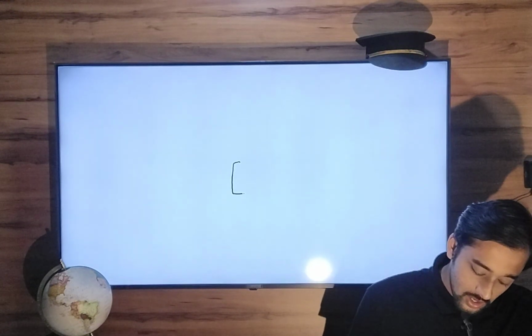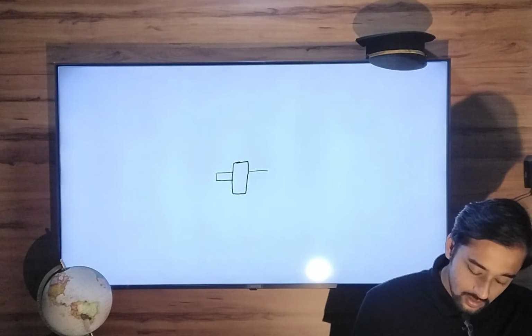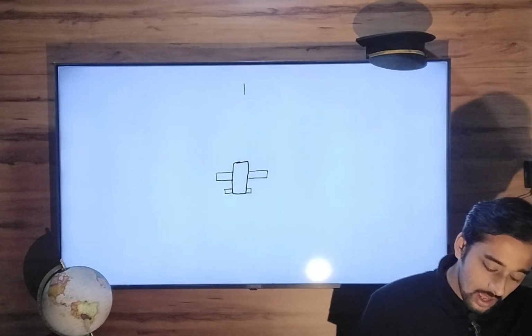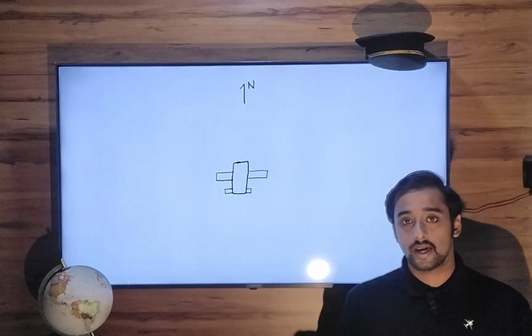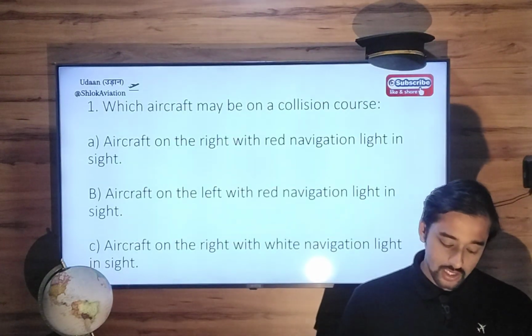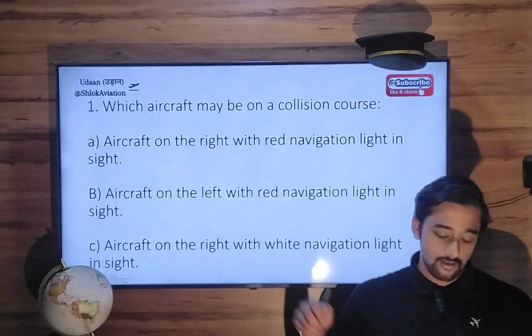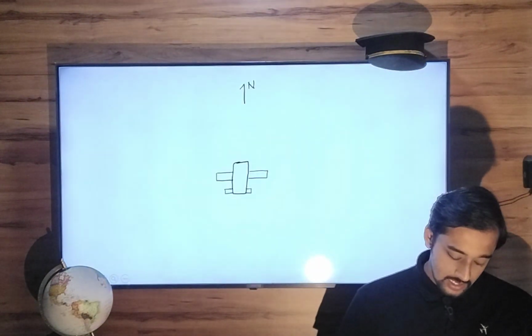So this is your aeroplane. It is flying straight ahead towards the North Pole. Now there are three options given to us, three possibilities. There are two aircraft on the right and one on the left. Now option A states aircraft on the right with red navigation light inside.